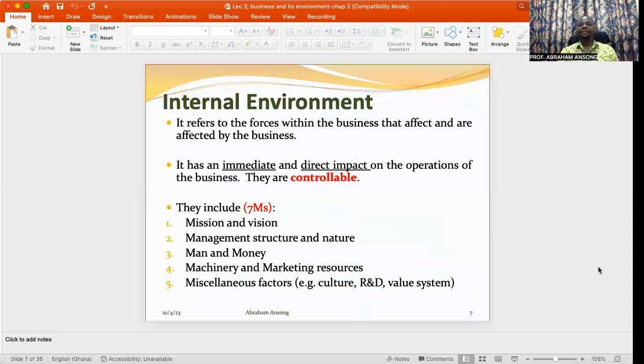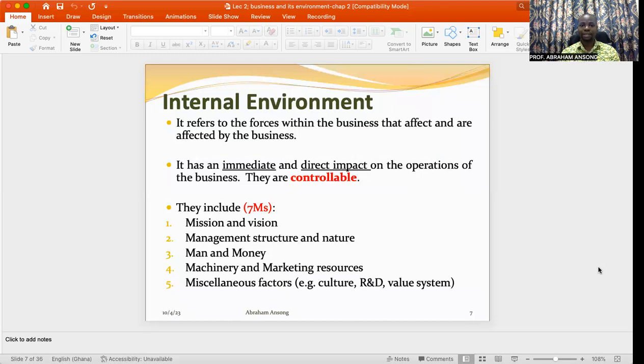So we're starting with the internal environment. It refers to the forces within the business that affect and are affected by the business. So basically, as the name suggests, there are forces, there are factors within an organization that can influence or impact on the organization. And the organization or the business also has the ability to influence these factors. Okay, so largely, the way to understand it is to pay attention to the word internal. There are things that are within the organization, and managers normally have some level of control over this variable. So they are controllable. There are things within an organization that if you're an astute manager, you should be able to control them to the benefit of your organization.